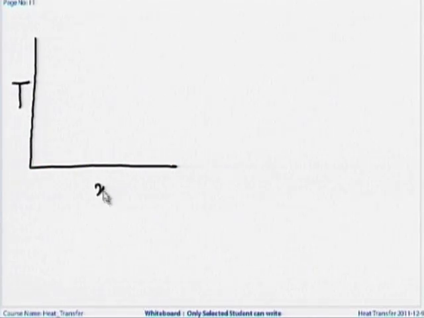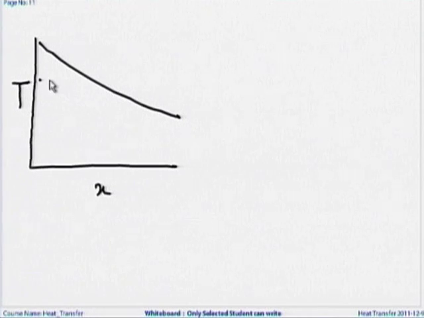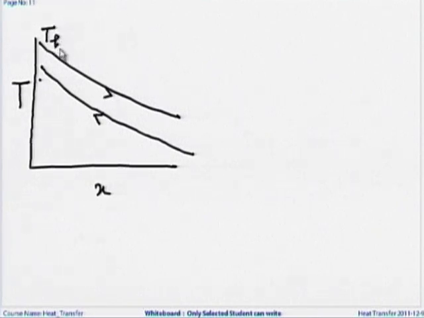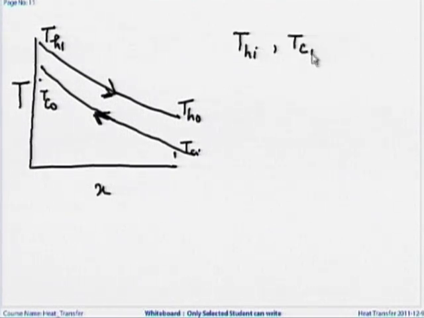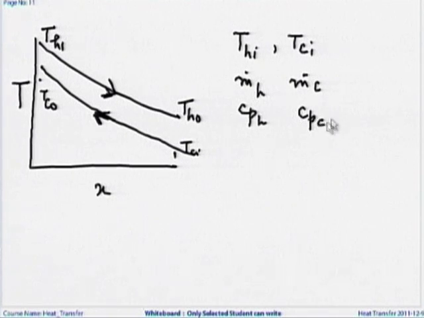Let me take a counter flow heat exchanger just for simplicity. I will put this diagram, T as a function of x. THI, THO, TCI, TCO, with arrows, okay, this is the direction of flow. I know THI and TCI, m dot H, CPH, m dot C, CPC. I know the area or the size, this is known.